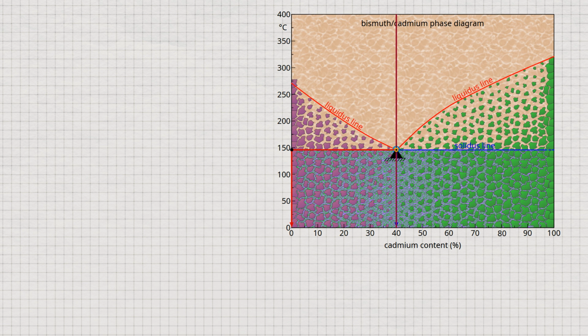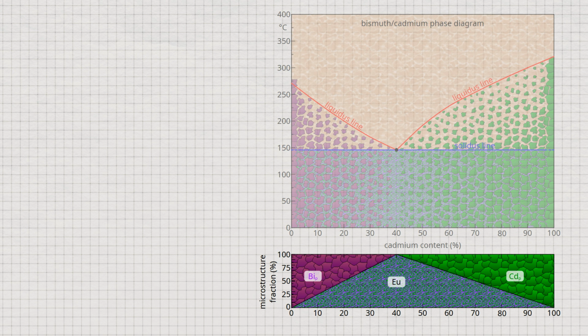Conversely, a reduction in the cadmium content leads to a shift in the equilibrium towards a higher proportion of primary crystals. Finally, at 0% cadmium, the microstructure no longer contains any eutectic, but consists of 100% bismuth crystals. There is thus a linear relationship between the cadmium content and the corresponding microstructural constituents. Below the state diagram, the course of the microstructure fractions is shown.